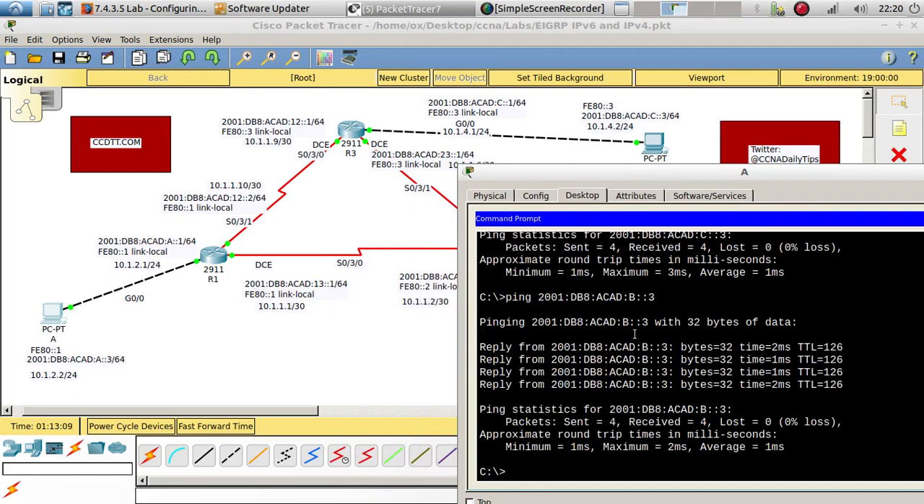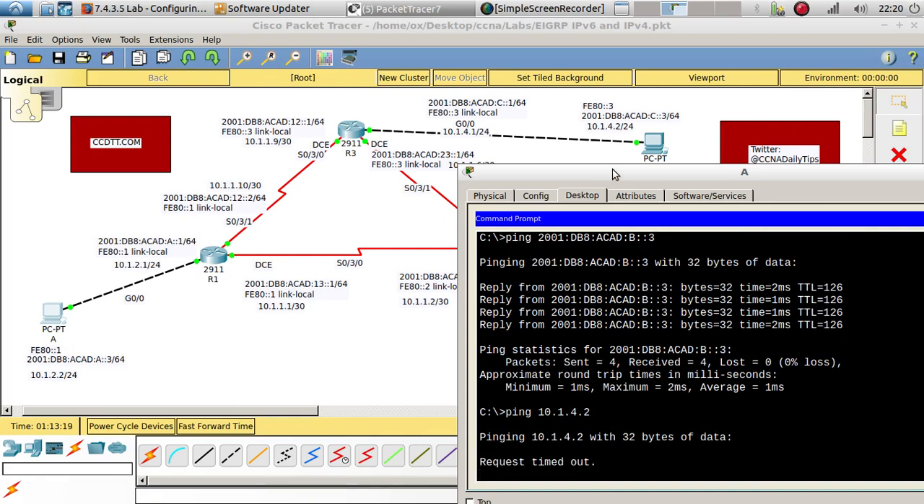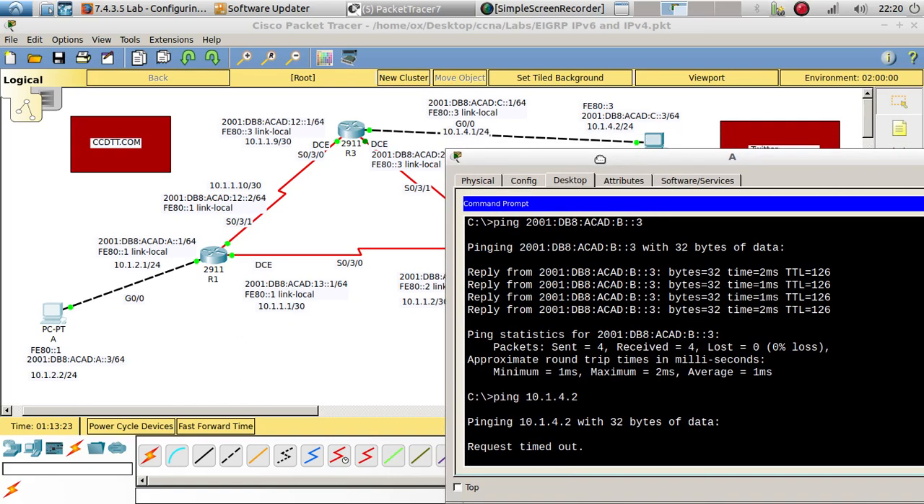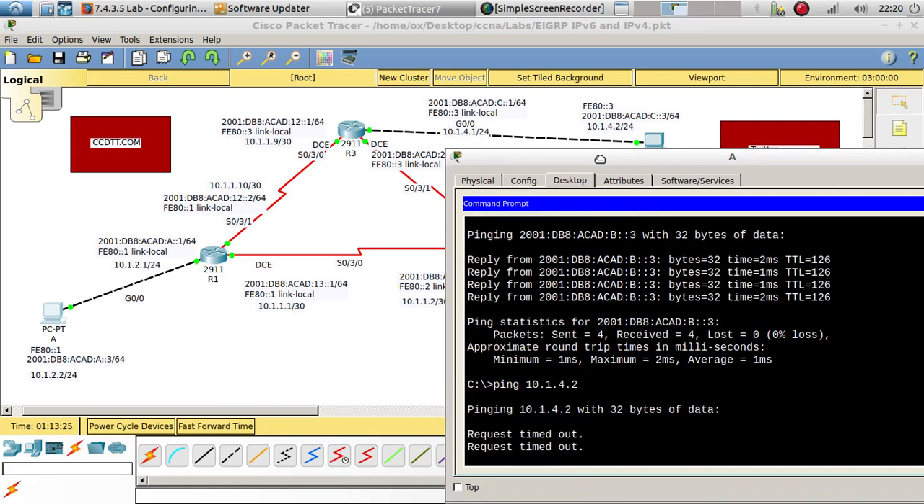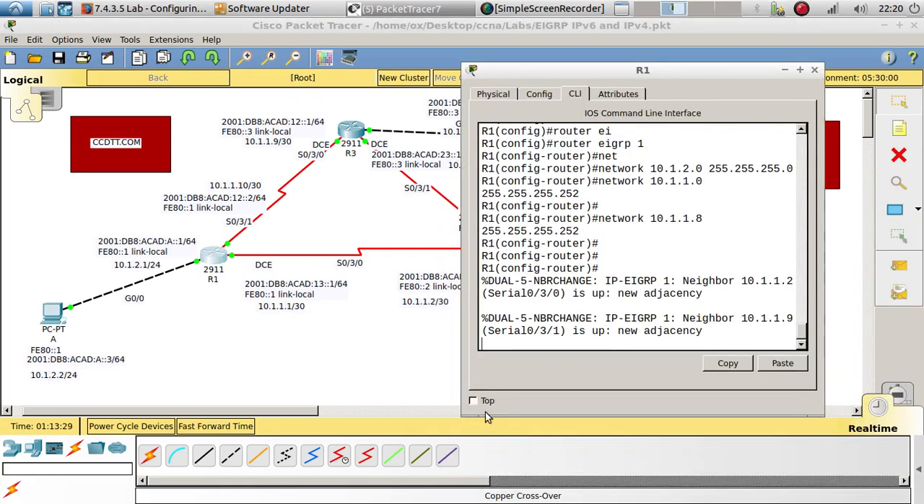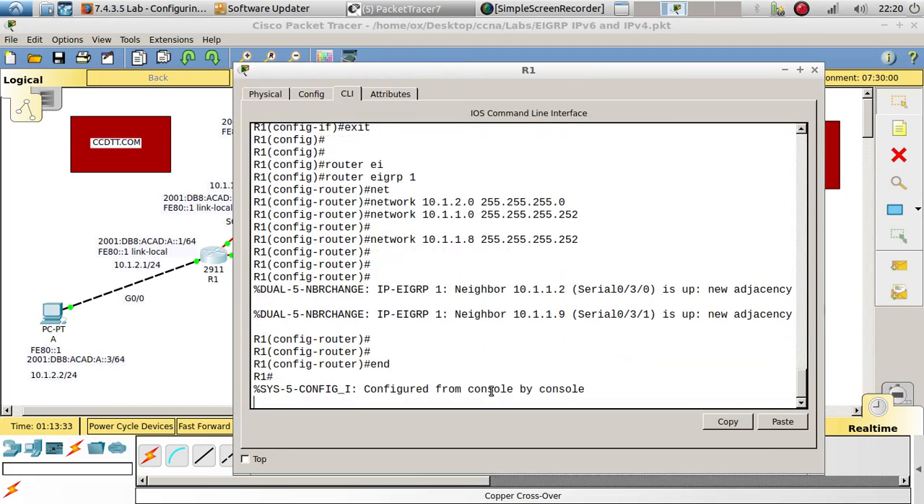So now let's go ahead and ping 10.1.4.2. So 10.1.4.2, we should be able to ping that computer. And it is timing out for some reason. So let's go ahead to router 1. Let's see why we're not able to ping that computer.